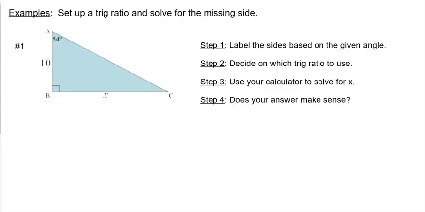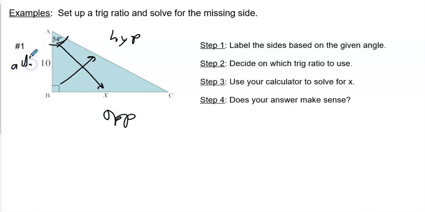So, let's do an actual problem now. If we look at this, here's our hypotenuse. Do we have any information about the hypotenuse? No. From A, which is where our angle is, this is our opposite side, and this is our adjacent side. It's right next to us. So which trig ratio does opposite and adjacent? That's tangent. So we're going to use tangent, which again is opposite over adjacent.